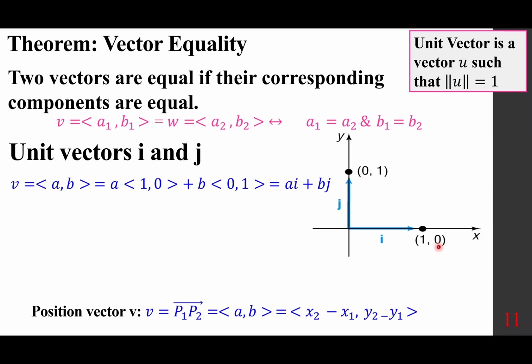i is along the x-axis, so the location would be 1, 0 for the terminal point. j is along the y-axis, so the location for the terminal point would be 0, 1. Both of them, of course, are position vectors. Therefore, 0, 0 is the initial point. So any vector can be represented as ai plus bj.